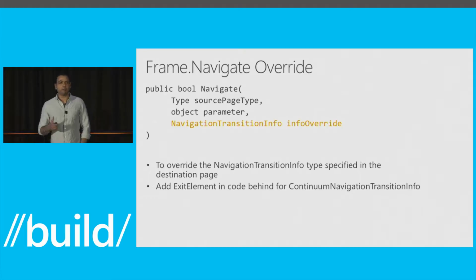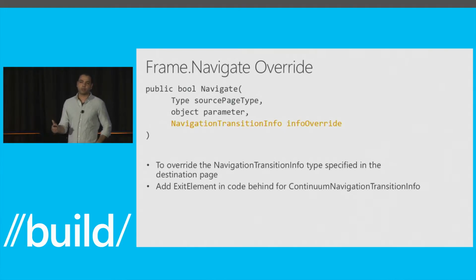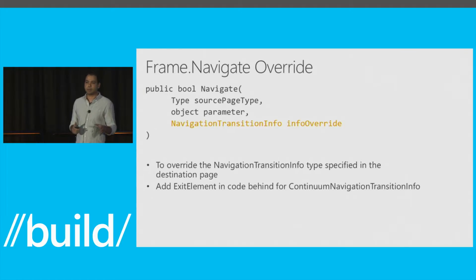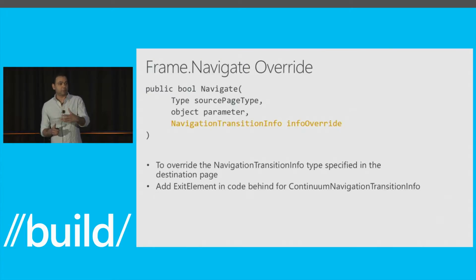The scenario that we thought of when we introduced this was, as we talked about, in all the cases there was a page A and a page B. What you specified on page B is the type of navigation transition that will take place. But in some cases, page A might want to override what page B has specified as the default, and then you can use this.